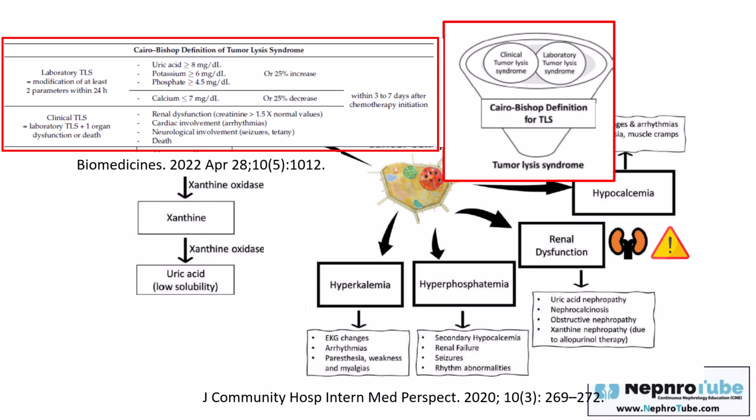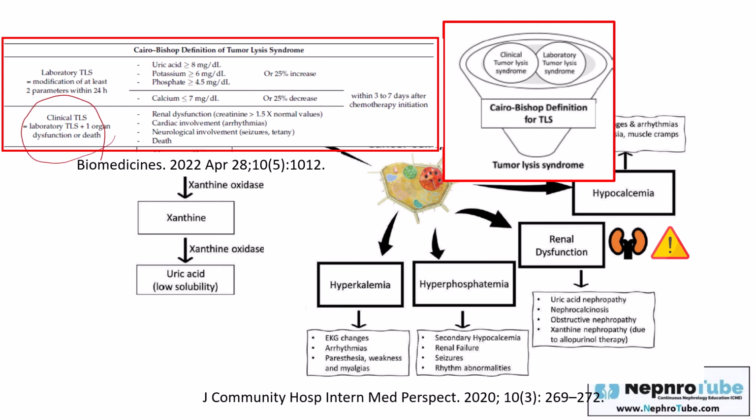What are the laboratory criteria? High uric acid level, potassium level, or phosphate level above normal, or even increased 25% more than their baseline before chemotherapy or radiotherapy. Also, hypocalcemia, calcium less than or equal to 7 mg per deciliter, or decreased 25% from its baseline before the chemotherapy or radiotherapy. So if you have only two laboratory criteria from these four criteria, it is enough to diagnose laboratory tumor lysis syndrome.